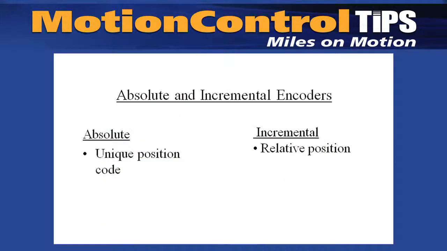Encoders can be of two different types, either absolute or incremental. Absolute encoders have a unique code for each shaft position, while incremental encoders are relative in that the counting determines the position. So, for instance, in the case of a power outage, an absolute encoder remembers the position, while an incremental encoder would have to do a homing operation to remember the position.